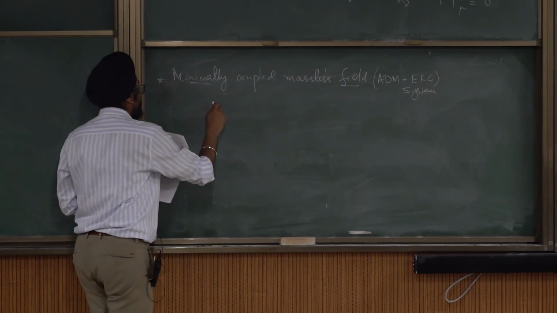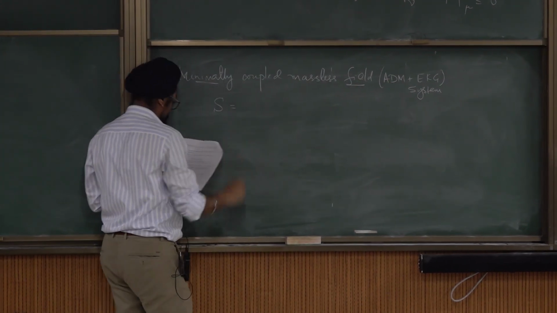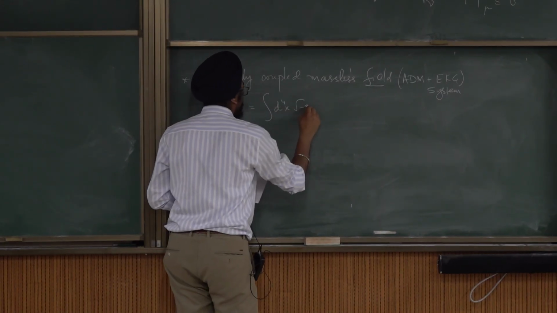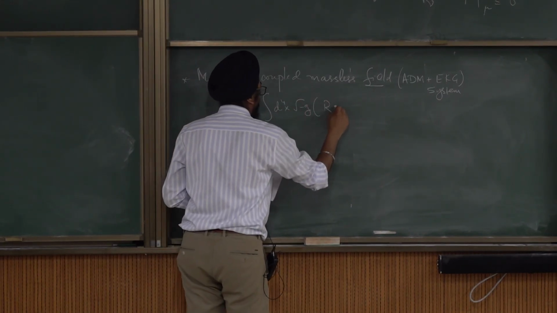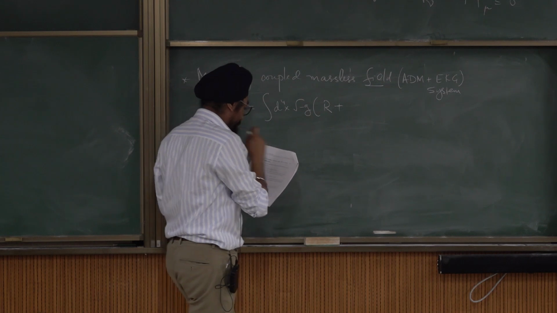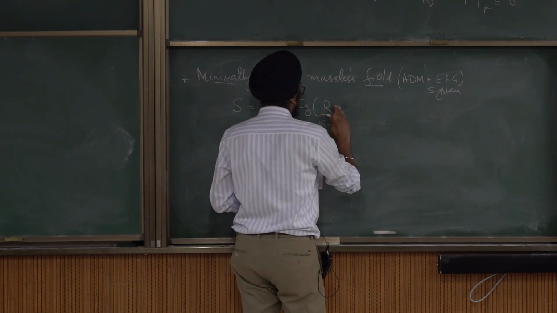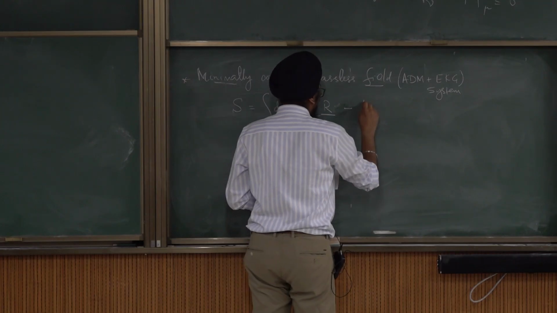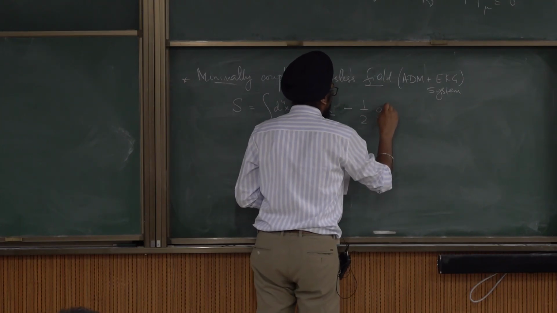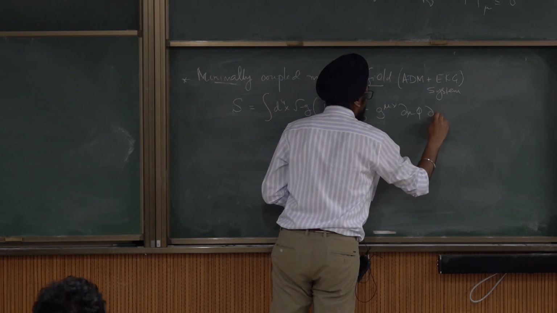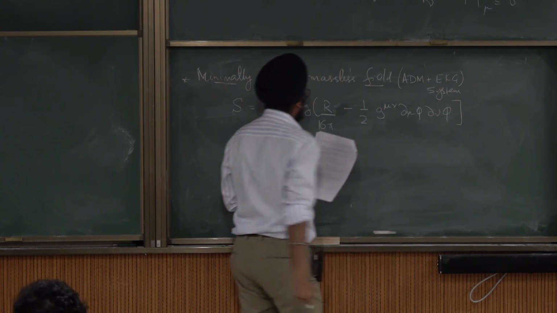So you have the action given by the integral d^4x root minus g, R over 16 pi, minus half g^{mu nu} del_mu phi del_nu phi. That's what you have.